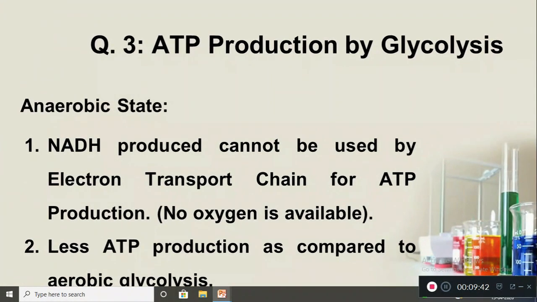So what is happening in the anaerobic state? In the anaerobic state, the NADH produced cannot be used by the electron transport chain for ATP production. Why? Because there is lack of oxygen. So in the absence of oxygen, the NADH which is produced cannot be used for ATP production by the ETC, that is electron transport chain. So less ATP production is happening in the anaerobic stage when compared to aerobic glycolysis. So in the anaerobic state, we have fewer ATP produced.